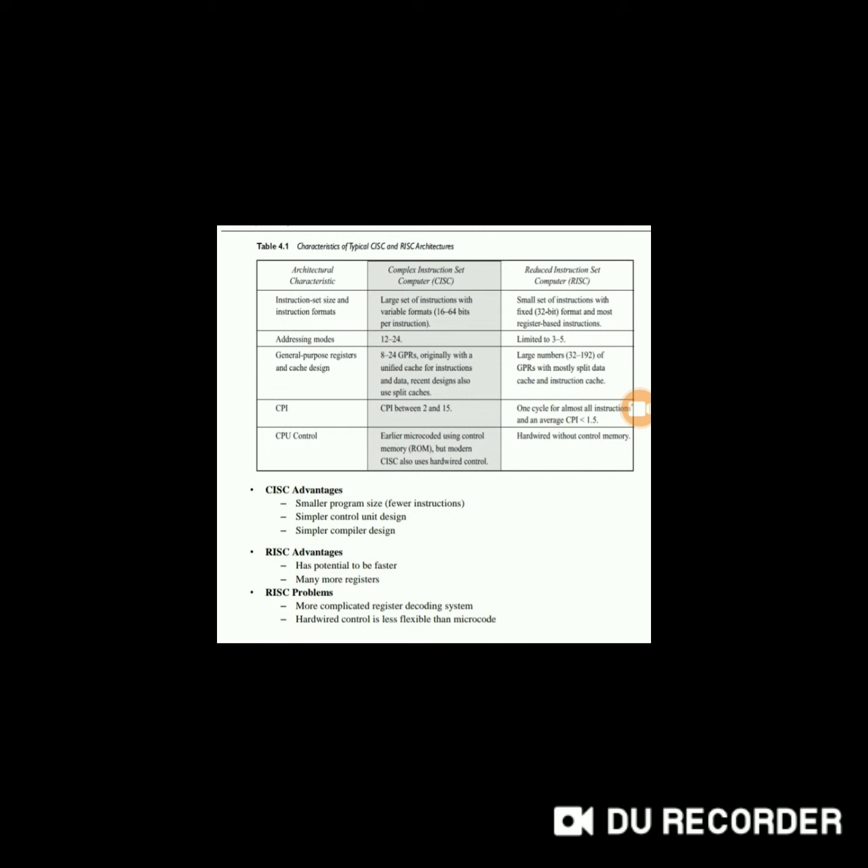First we'll see the CISC advantages. Here in CISC, there is a smaller program size, a simpler control unit design, and it also has a simpler compiler design. The advantage of RISC is it has the potential to be faster. It also has many more registers. Some of the problems in RISC are a more complicated register decoding system, and the hardware control is less flexible than the microcode. So this is all about some of the advantages and problems of CISC and RISC.